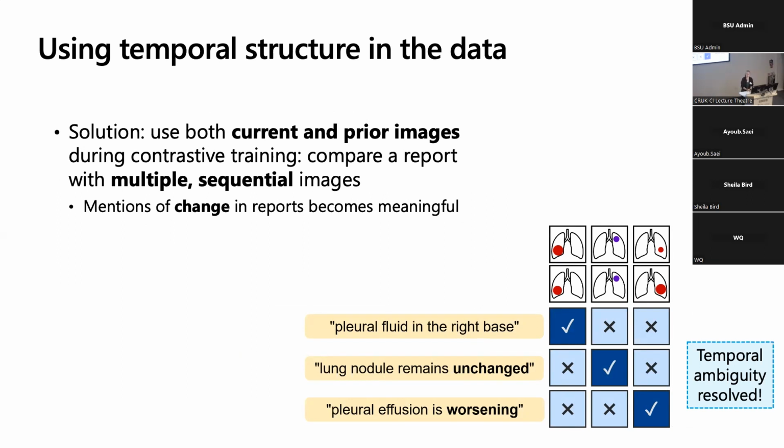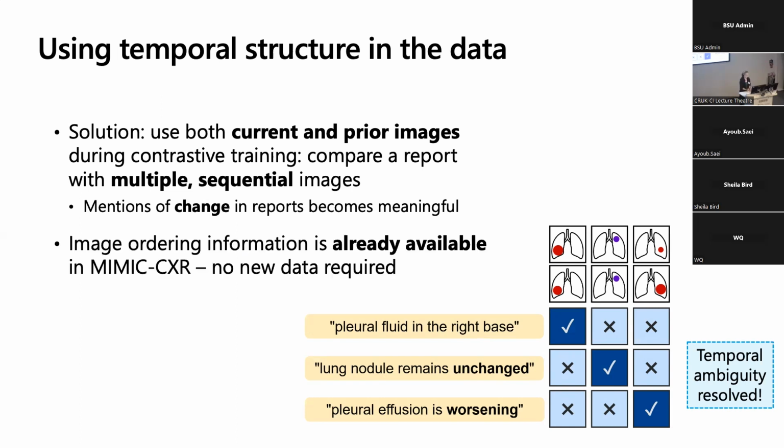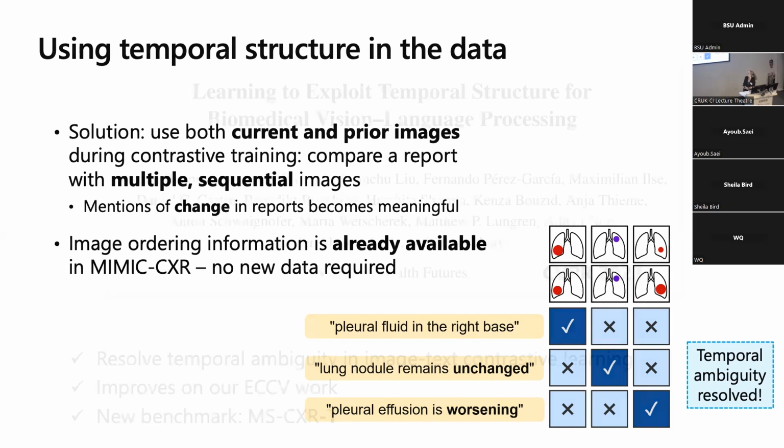It resolves the temporal ambiguity, and it enables the model to learn that yes, these images do indeed have a lung nodule in them, and it is indeed unchanged. And what's exciting and enabled this work is that this MIMIC-CXR dataset actually already has this image ordering information in it. There's a metadata file that tells you which of the patients are and what the order of the studies is. So we didn't actually need to get any new data. We're just using the data that already existed.